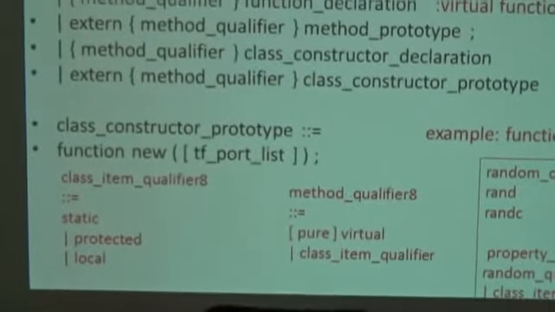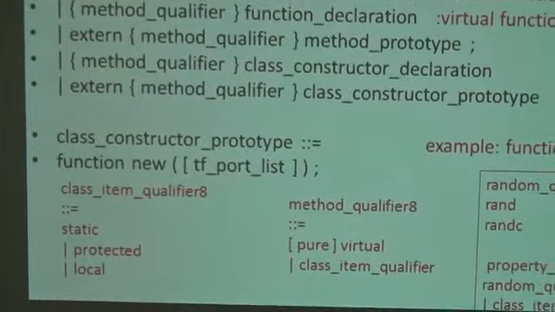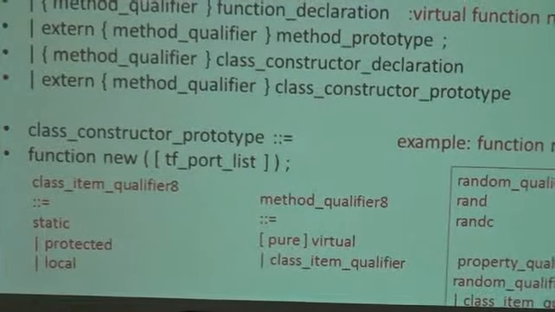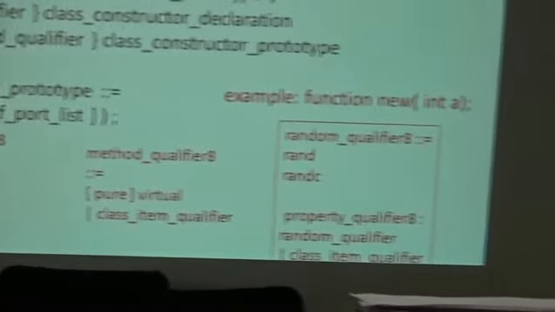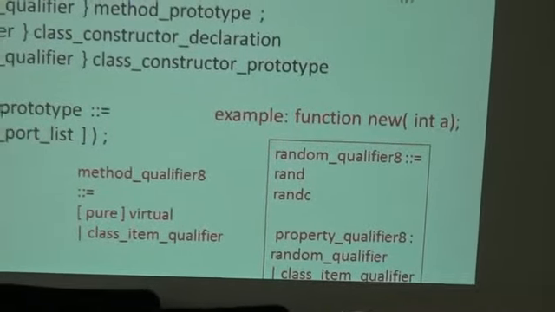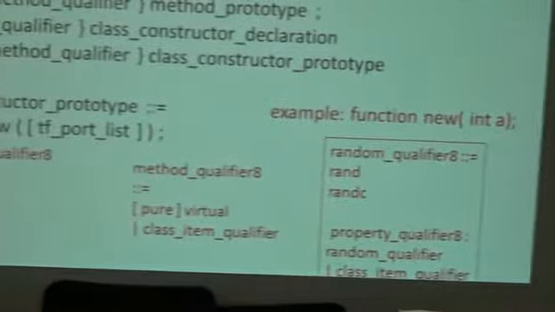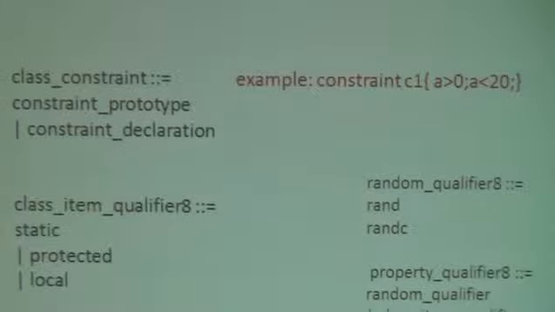Class constructor syntax consists of function followed by new, and it consists of arguments, that is the port list. For example, it is function new int a. It is the constructor of a class.